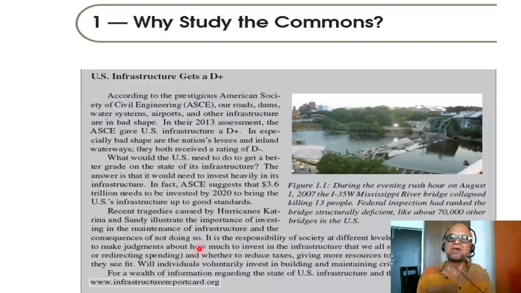Libya got hit this time in the Mediterranean with the Medicane, and they had I think a couple of thousand people die. It's the responsibility of society at different levels, federal, state, and local, to make judgments about how much to invest in the infrastructure that we all share by increasing taxes or redirecting spending, and whether to reduce taxes, giving more resources to individuals to expend as they see fit. Will individuals voluntarily invest in building and maintaining critical infrastructure? People typically want lower taxes, but they also want governments to worry about infrastructure.